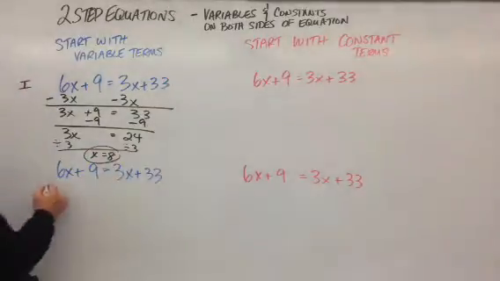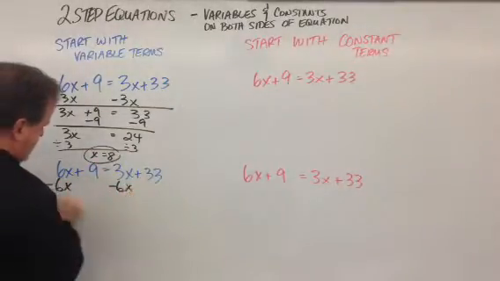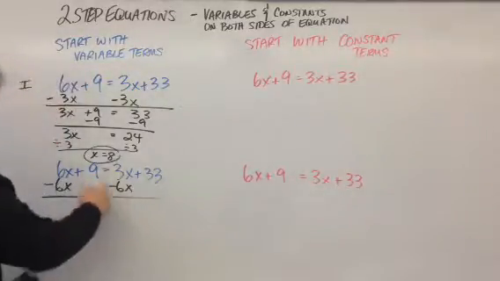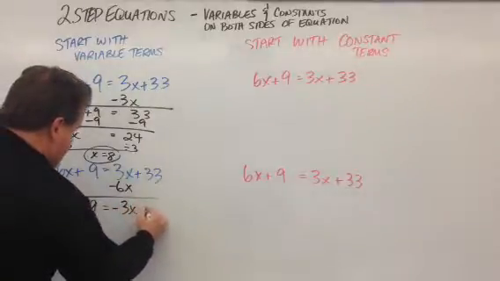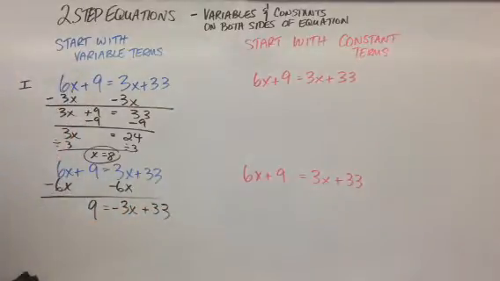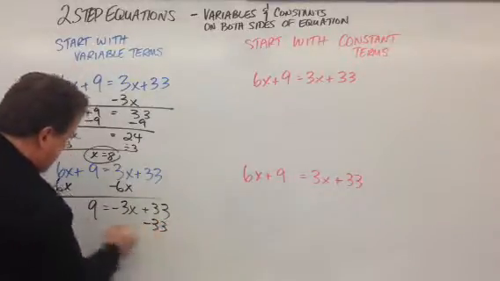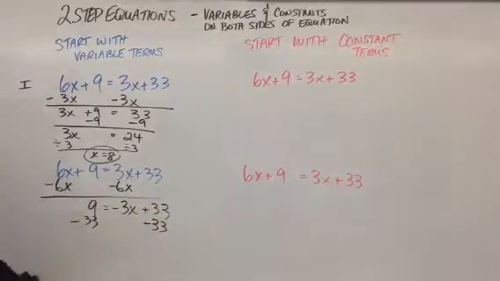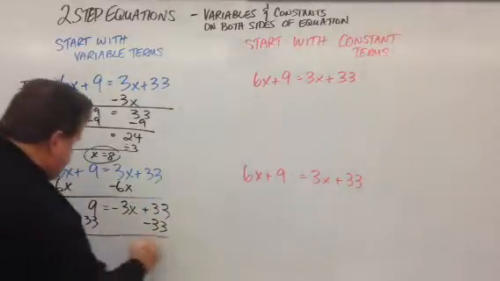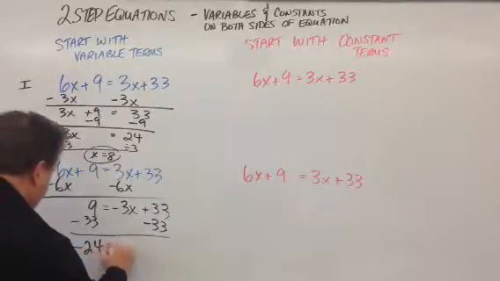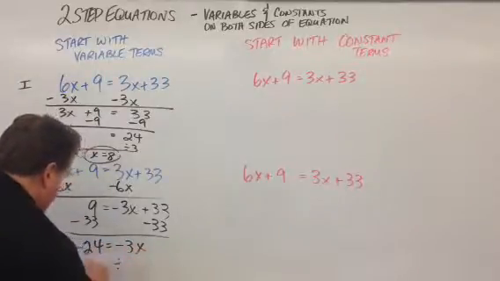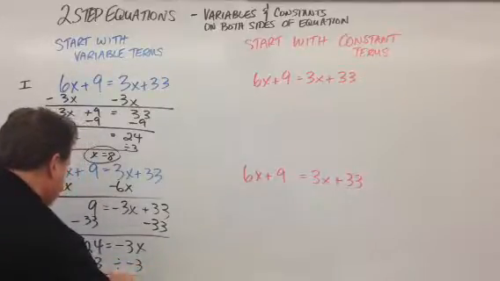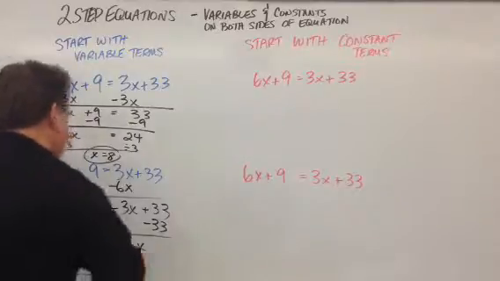Now I could also subtract 6x from both sides, which in effect brings my variable terms all to the right. So now I'm going to have 3x minus 6x is negative 3x. 9 equals negative 3x plus 33. With my variable term being on the right, I've got to move my constant term to the left by subtracting 33 from both sides. And now I'm going to have negative 24 equals negative 3x. I'm going to divide both sides by negative 3 and get x equals 8 there also.